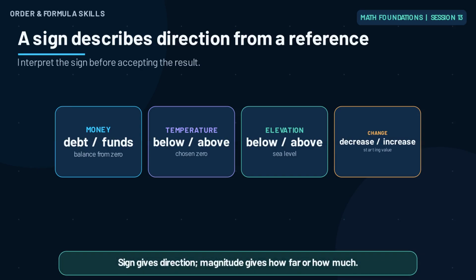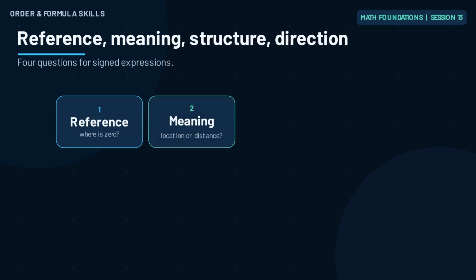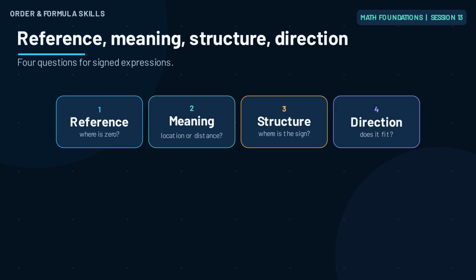Before accepting a signed answer, ask whether its direction makes sense in the problem. A sign check is part of interpreting the result. Use 4 questions to audit any signed number expression. What reference point gives the sign meaning? Is the question asking for location, change, or distance? Do parentheses place the sign inside a power or group? Does the final direction fit the context?